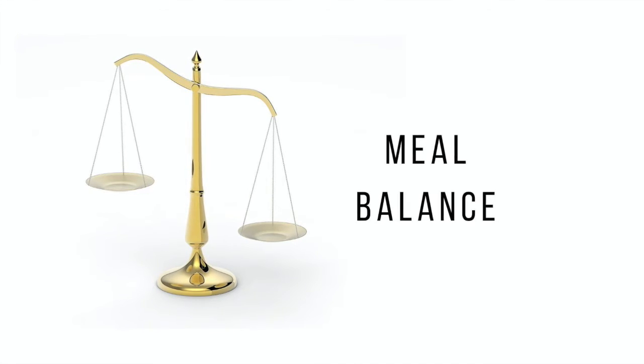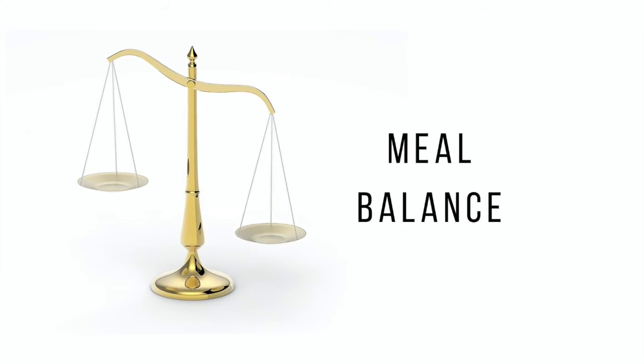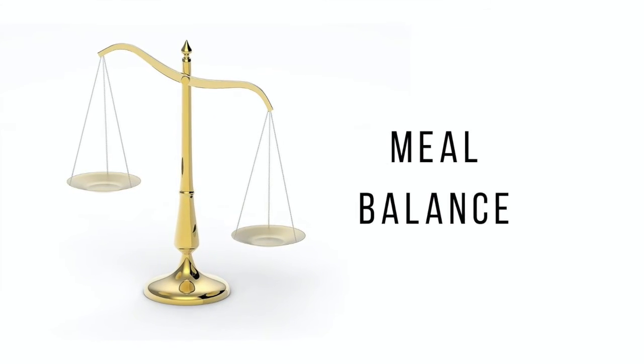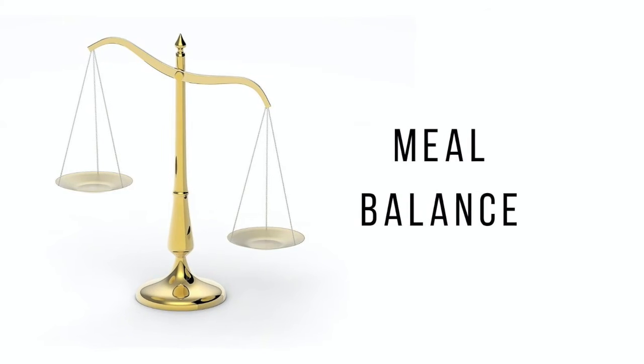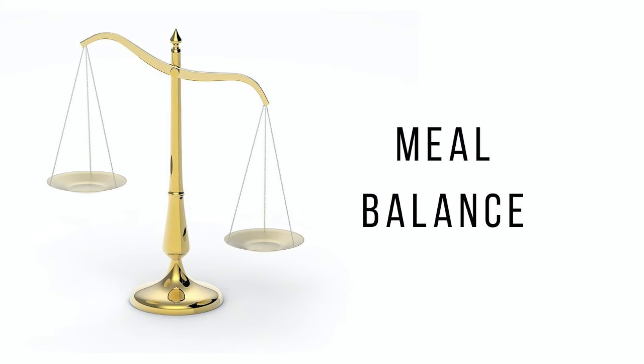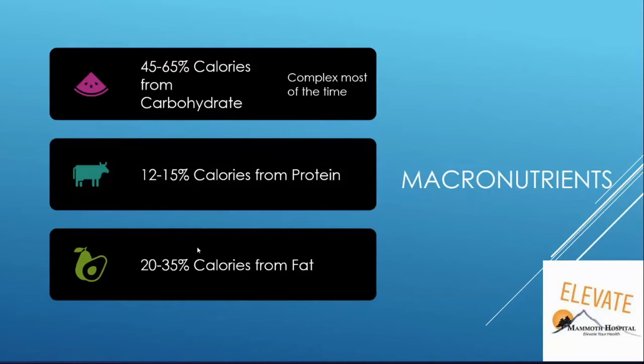So how do we really fix that? It's focusing on that balance. Meal balance is very significant in sugar control. 45 to 65% of our calories need to come from carbohydrate, 12 to 15% of calories come from protein, and then 20 to 35% of calories come from healthy fat, ideally from those unsaturated fats like avocados, nuts and seeds, and those kinds of things.